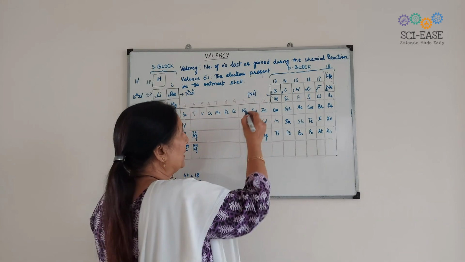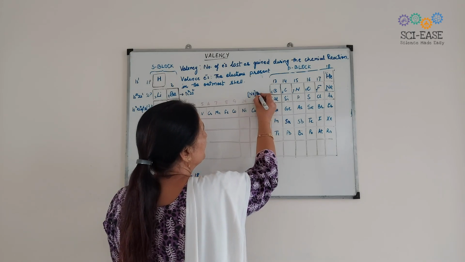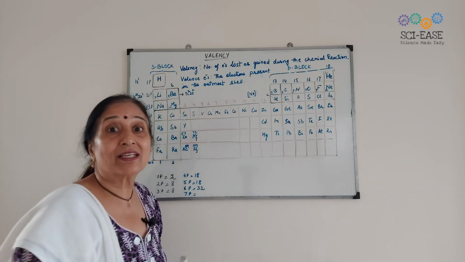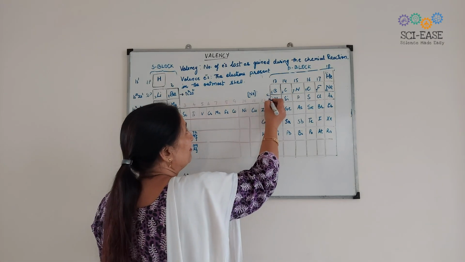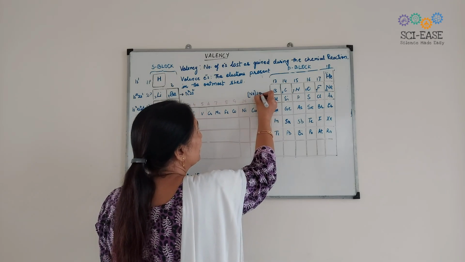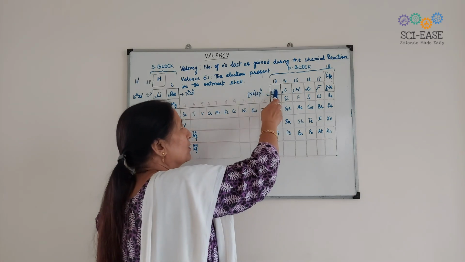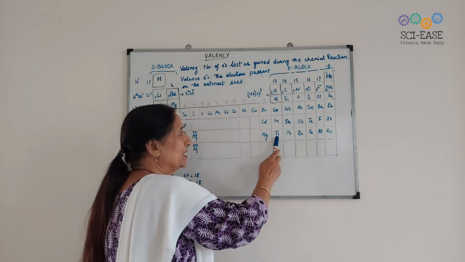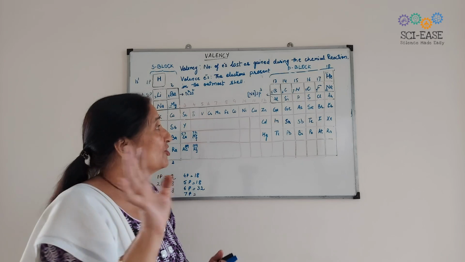Okay. Plus it will have how many electrons? 3 electrons in its valence shell. Okay. It will have 3 electrons in its valence shell. All the elements, it will also have 3 electrons in its valence shell. Gallium, indium, thallium, all will have 3 electrons in its valence shell.